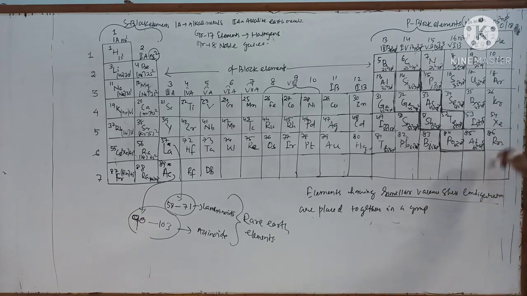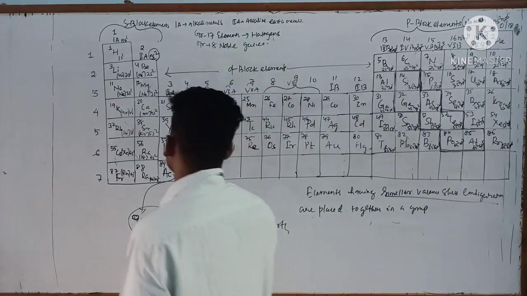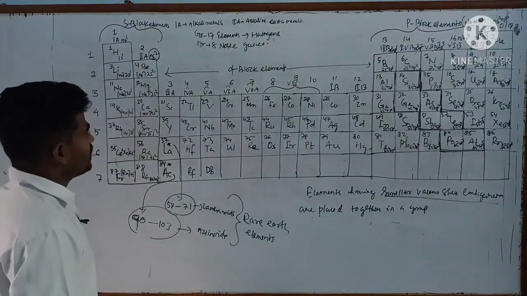Likewise, ns2 np6 configuration. So this one will be first period, helium is 1s2, then 2s2 2p6, 3s2 3p6, 4s2 4p6, 5s2 5p6, 6s2 6p6. Noble gases having valency 0. So again, these are transition elements.